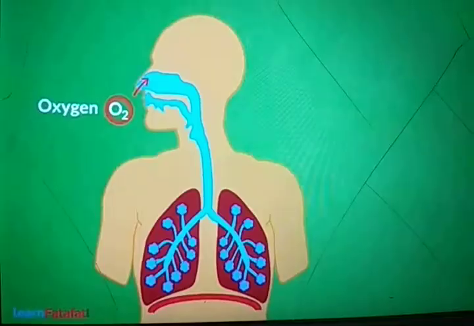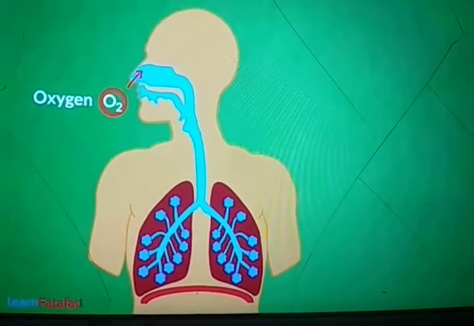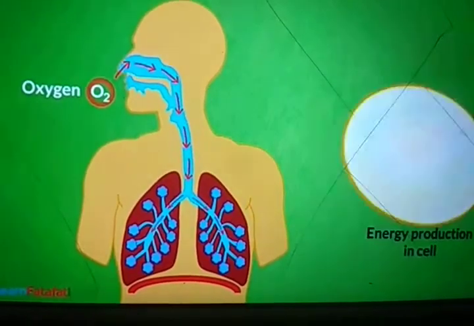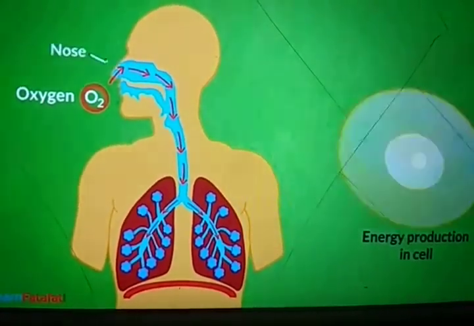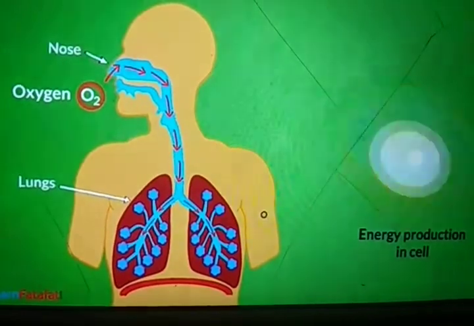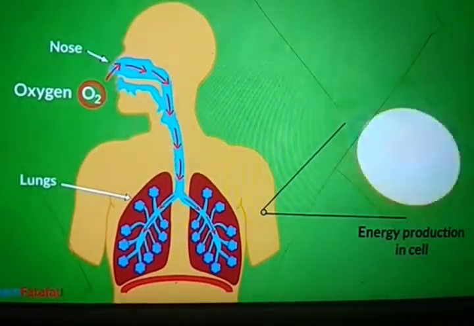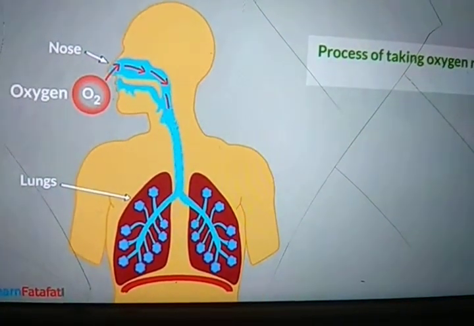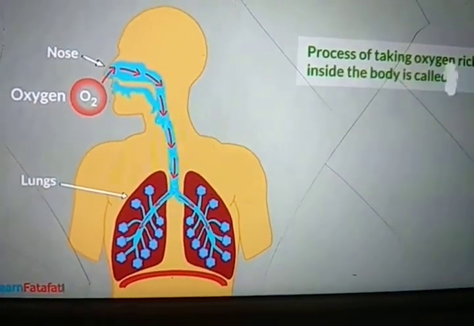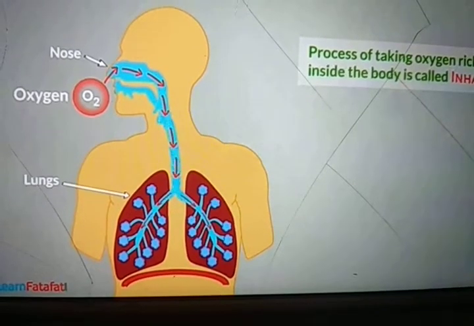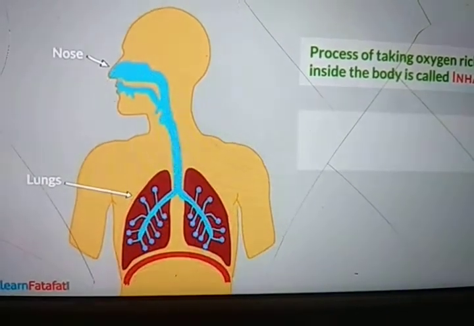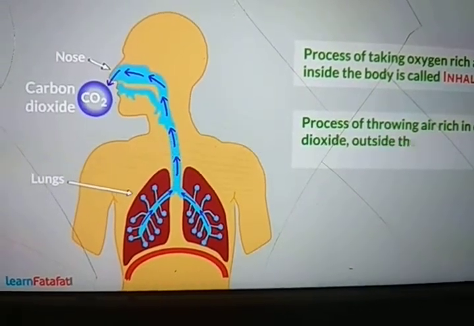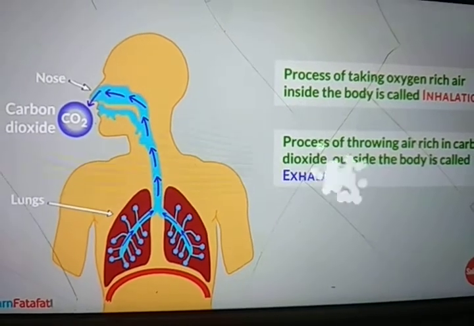So I told you that we need oxygen for body activities, for example, the energy production in a cell also. We need oxygen from the air around us, with the help of the nose and lungs, and it is used to produce energy. So this process of taking oxygen rich air inside the body is called inhalation, and the process of throwing air, which is rich in carbon dioxide, outside the body is known as exhalation.